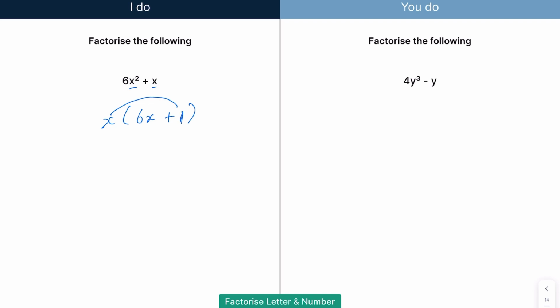So again, hopefully you've pressed pause and had a go at this. Take out the smallest power so that y can just come out. So we have 4y squared minus 1. Moving on.